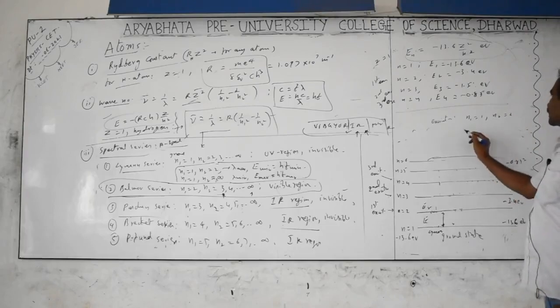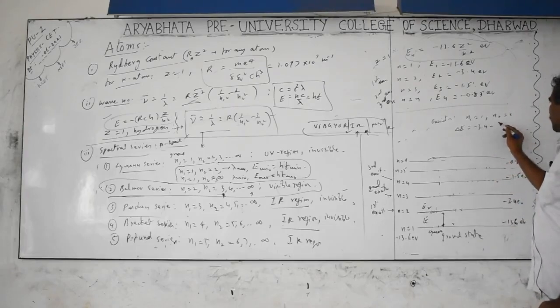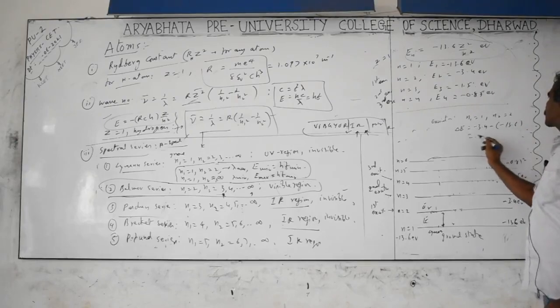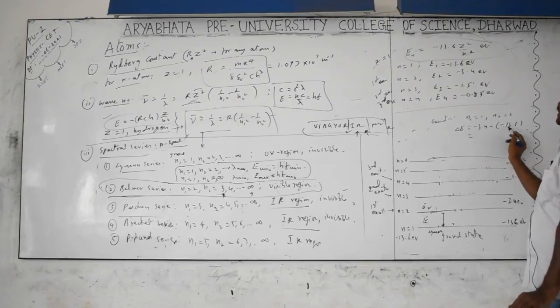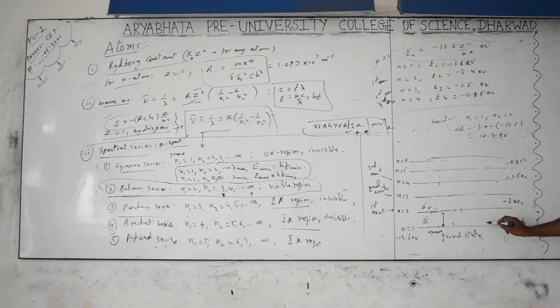You are taking the energy difference, delta E, which is equal to minus 3.4 minus of minus 13.6, which becomes equal to plus 10.2 electron volts. The energy required to take the electron from the ground state to the first excited state is equal to 10.2 electron volts. That is the excitation energy.